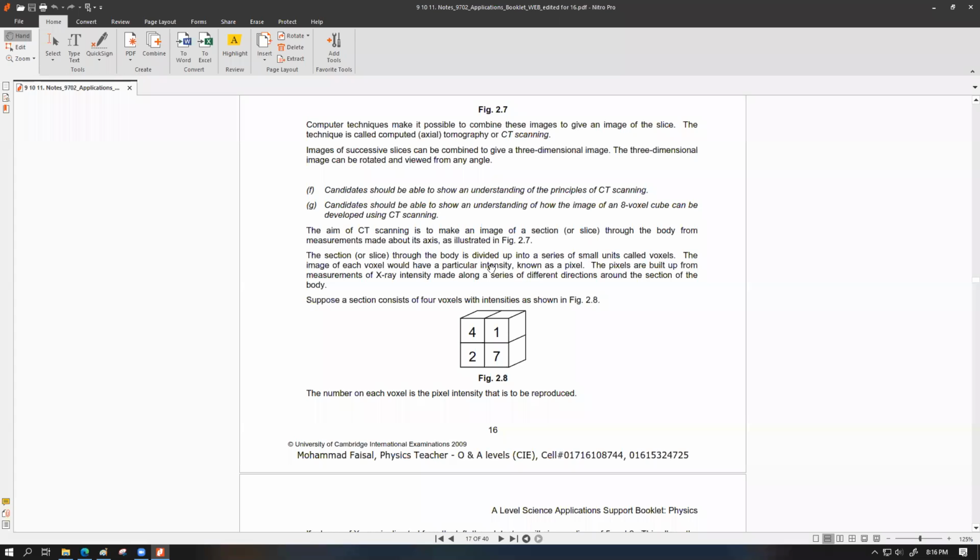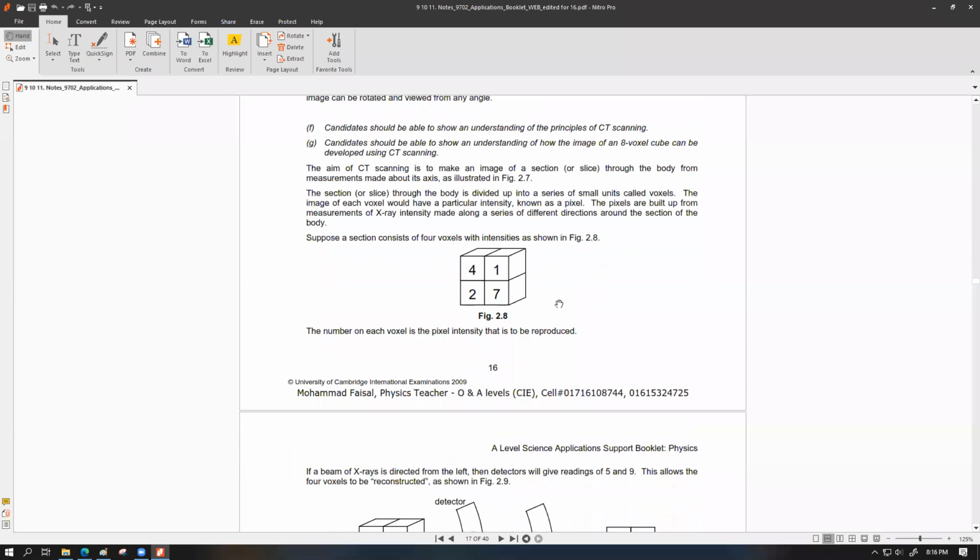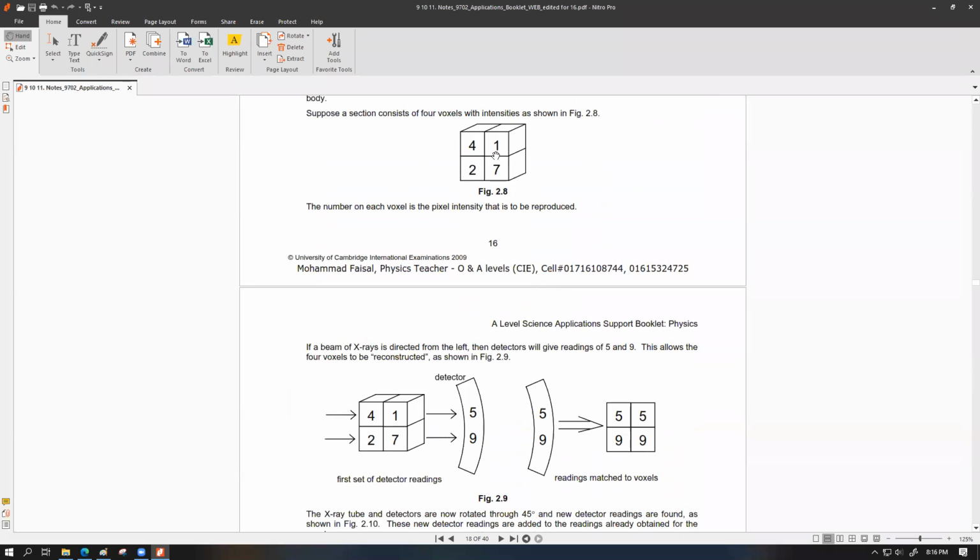I'm not sure, I actually forgot whether these intensity numbers that are shown over here represent the transmitted intensity, that means how much was allowed to penetrate through the patient and eventually come out on the other side, or whether they mean the absorption intensity.